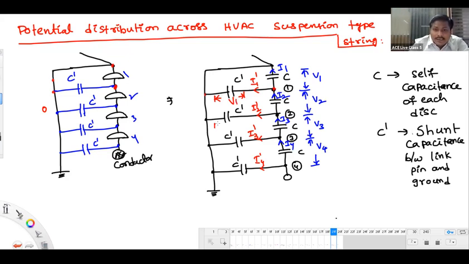And what is the second voltage? From this point to ground, ground is nothing but this point. How much voltage can you get? V1 plus V2. And what is this voltage, from node 3 to ground? V1 plus V2 plus V3. And the last one will have V1 plus V2 plus V3 plus V4.